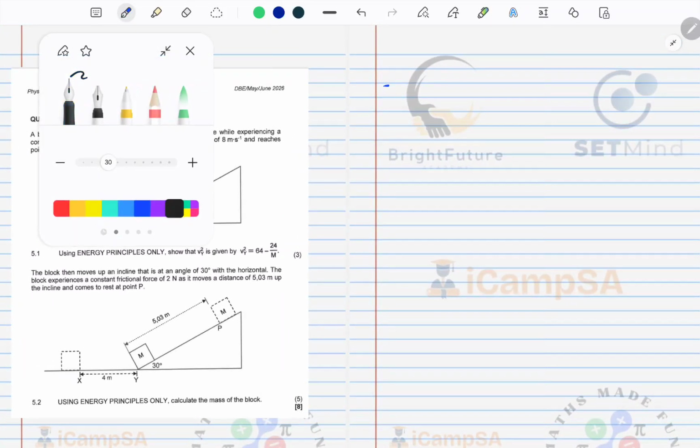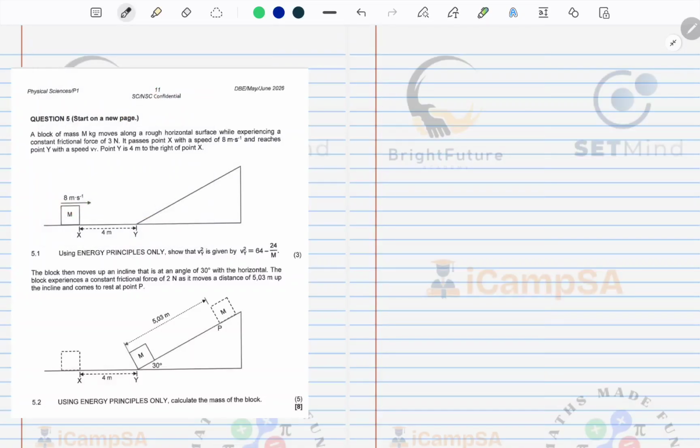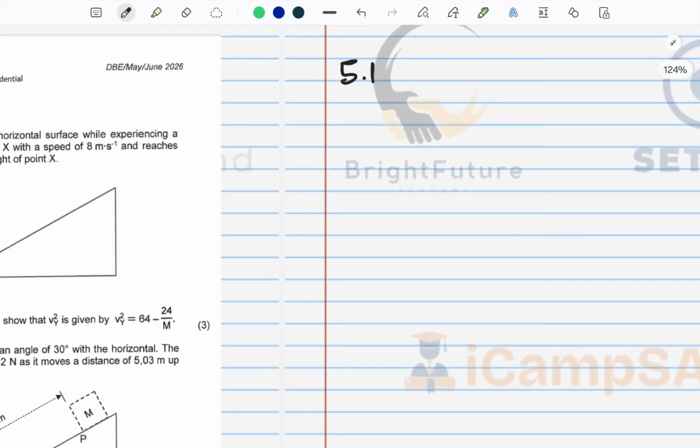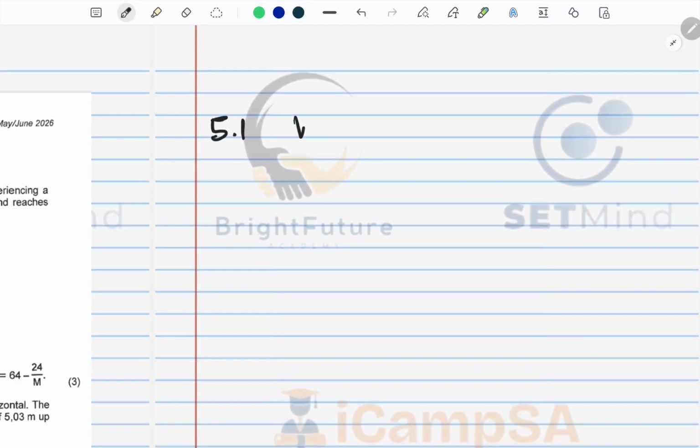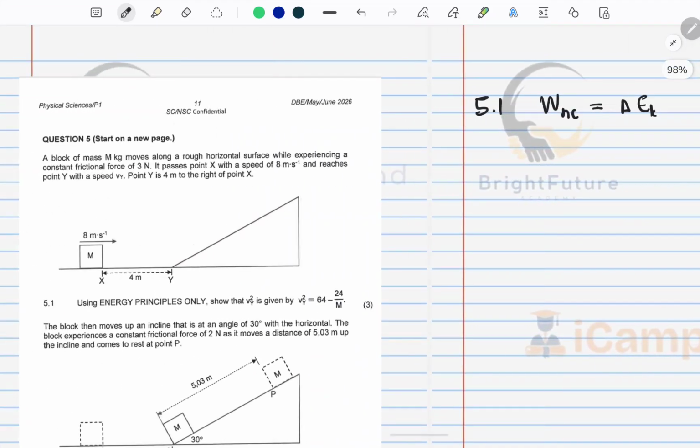So first thing to note is what they said they want: energy principles only. That's a big note that you need to know. Okay, what do energy principles say? Work done by a non-conservative force is equal to the change in kinetic energy. So what is the non-conservative force that we have here? The only force that is mentioned here is this constant frictional force of 3 newtons.